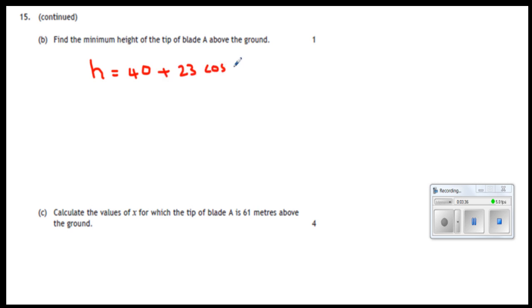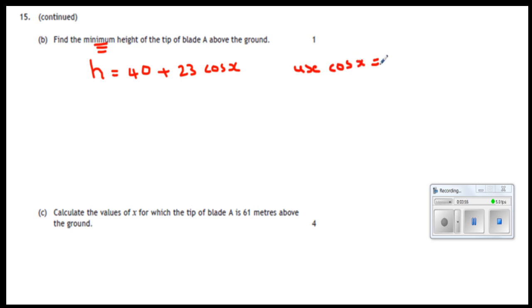Now this is where you're applying your knowledge of the cos graph. The biggest value a cos graph can have is 1 and the smallest value is minus 1. So if I want to find the minimum height, what I want to do is use cos x equal to minus 1.